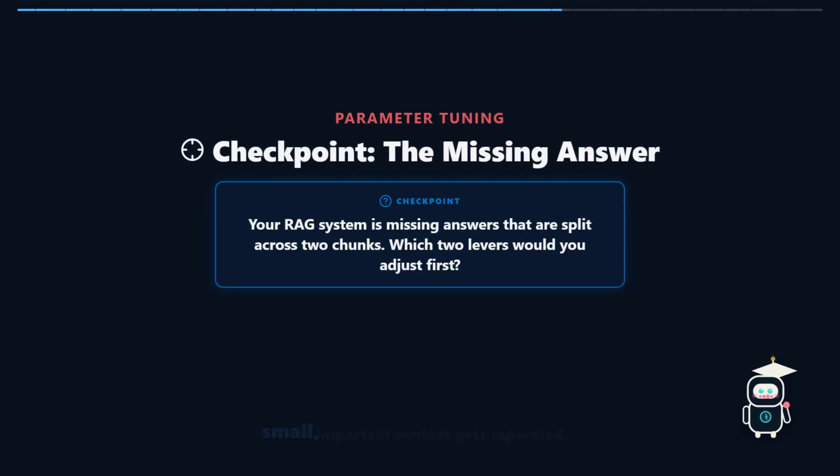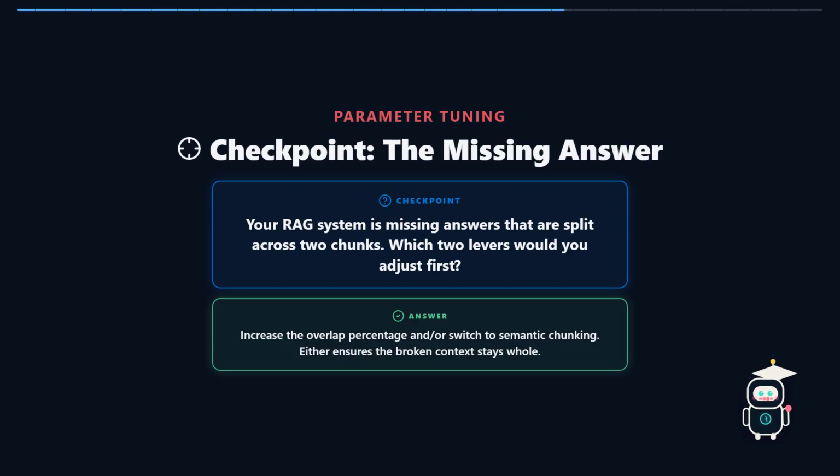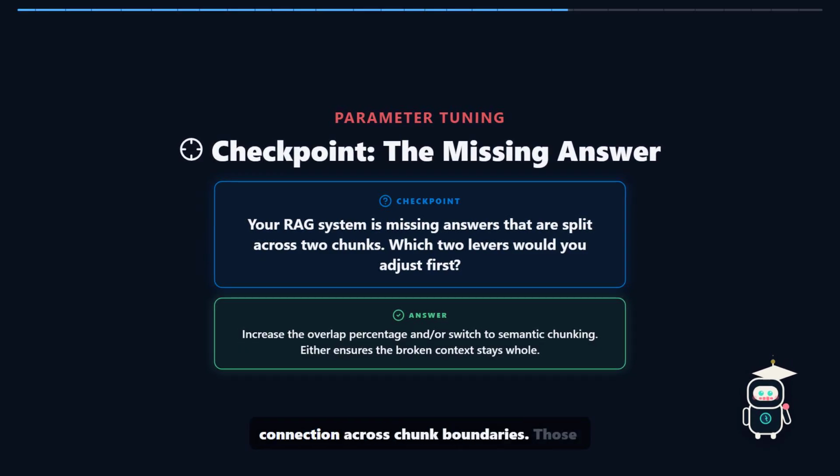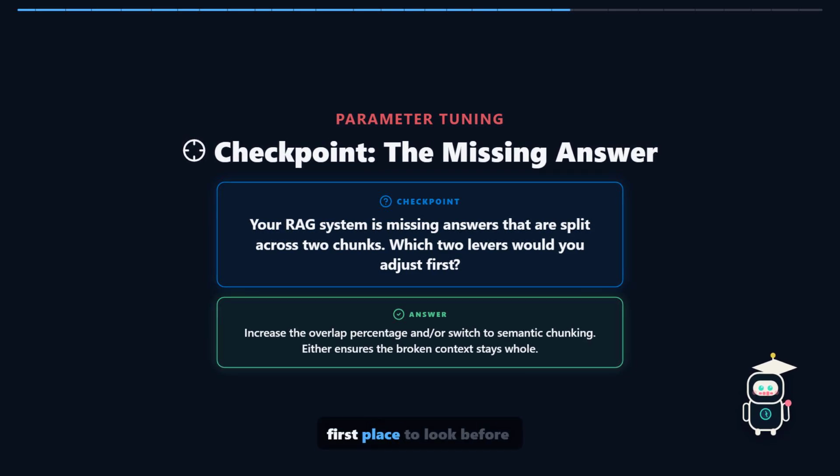If chunks are too small, important context gets separated. If there's little or no overlap, related concepts lose their connection across chunk boundaries. Those two settings are usually the first place to look before experimenting with more advanced retrieval strategies.